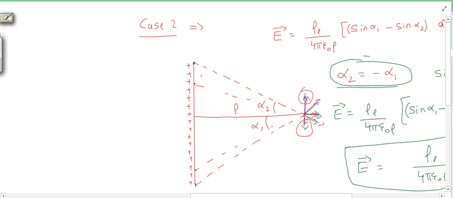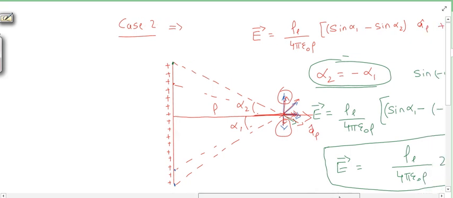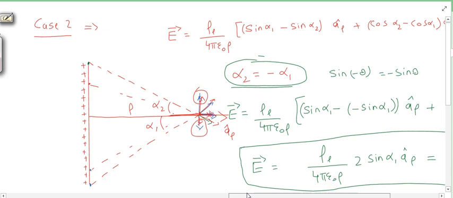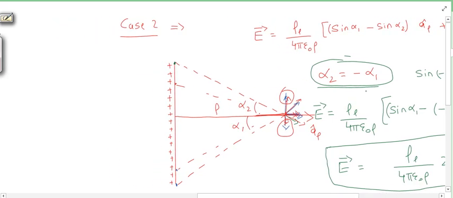The z component, because the line is placed on the z axis, as we have considered, will be cancelled by the upper part and the lower part, and the final outcome will come in the rho direction. That's why in the formula you can see only the rho component is present. So this is the formula for this case, if the point is such that the perpendicular distance is bisecting the line charge. There is one more case.